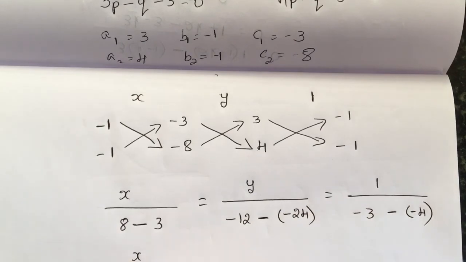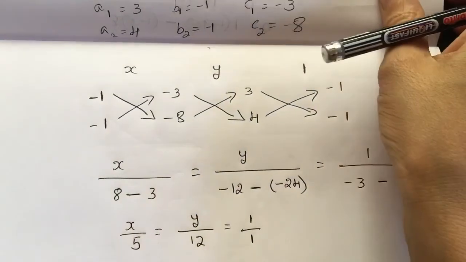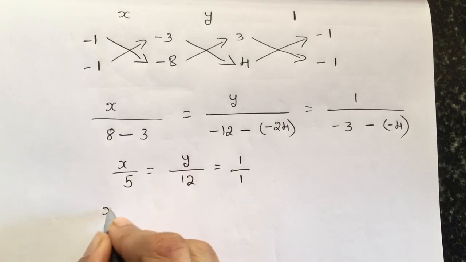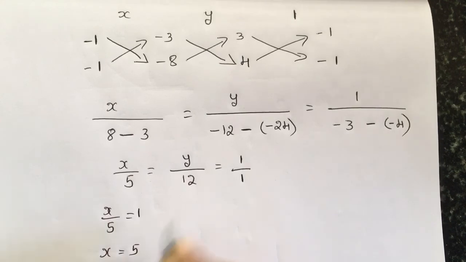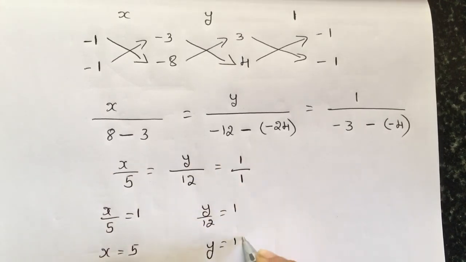X by 5 equal to y by 12 equal to 1 by 1, because minus 4 into minus, so plus 4 minus 3 is 1. Oh, sorry. Now take up this with this. X by 5 equal to 1, so that x equal to 5. Y by 12 equal to 1, so that y equal to 12.